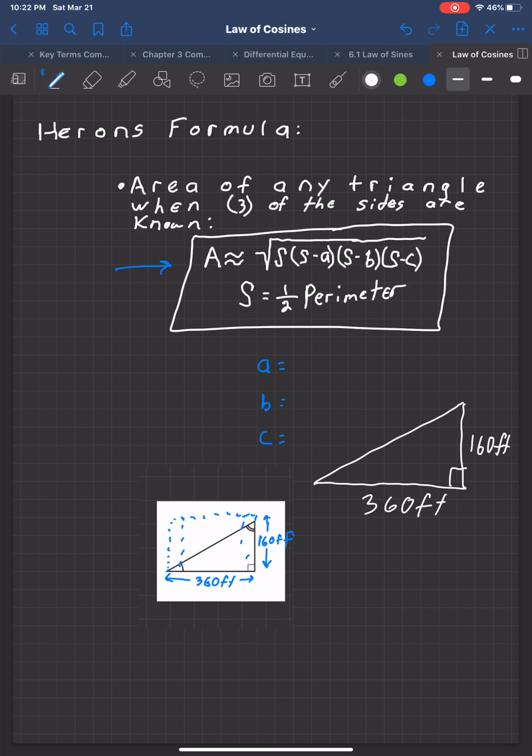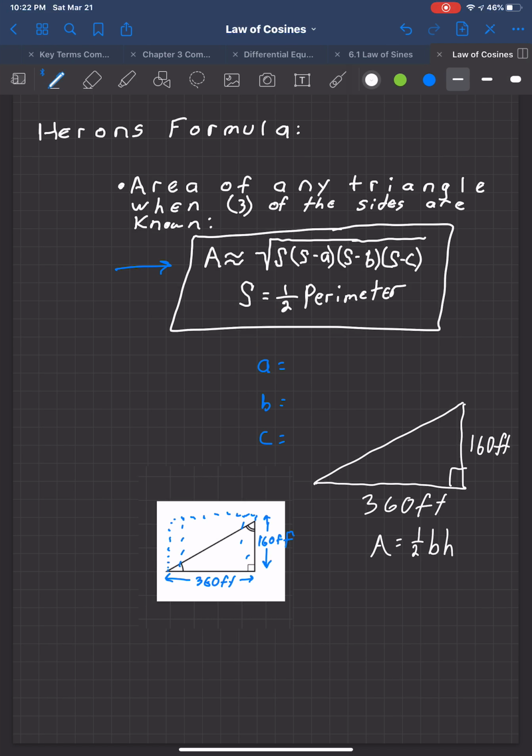Okay, and I chose this because it's a right triangle, and the reason why I chose a right triangle is because we didn't need Heron's formula for the area of a right triangle at all, right? For example, the area of a rectangle is length times width. So if you just cut that in half, which is what we did, then the area of that right triangle is half times length times width, or half times base times height is normally the way it's written.